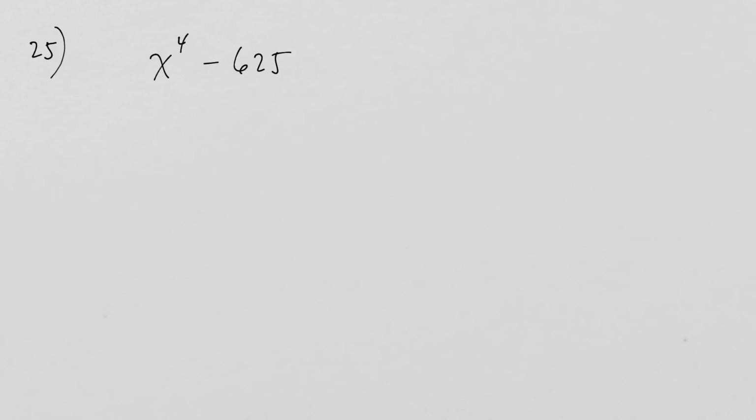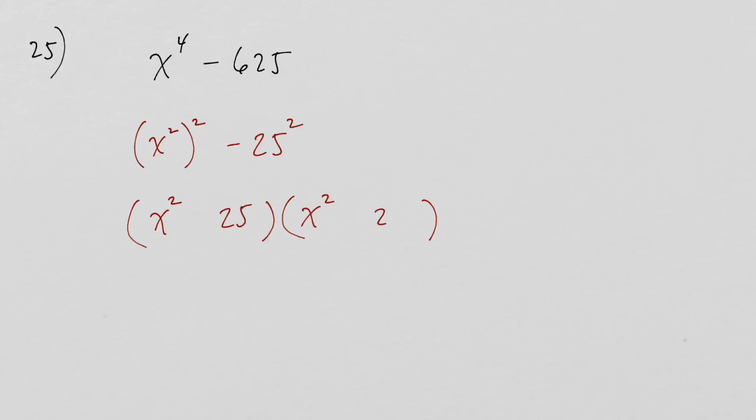All right, in this problem we have the difference of 2 squares. First, identify what those are. This is x squared, and this is 25 squared. So we're going to have conjugate pairs. We put the first item here, the second item here, and then we put the opposite signs.